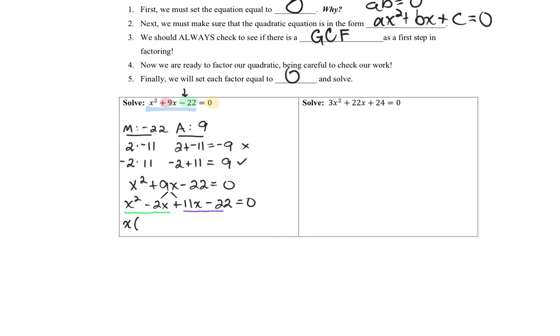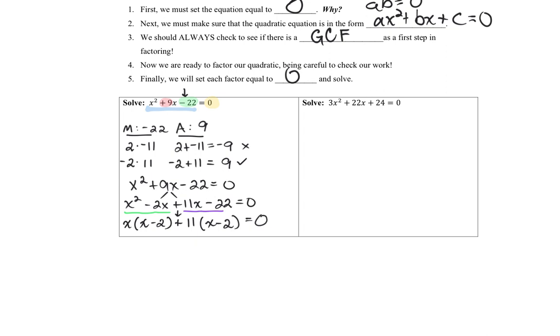So x, if I factor out an x, what times x gives me x squared? X. And then what times x gives me negative 2x? Negative 2, right? Always bring down whatever that sign is. The common factor for 11 and 22 is 11. What do I multiply times 11 to get 11x? X. What do I multiply times 11 to get negative 22? Negative 2. And then at this point, I can always double check. X squared minus 2x, check, plus 11x minus 22, check.